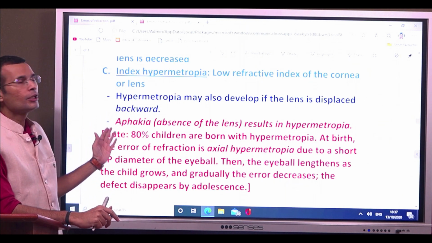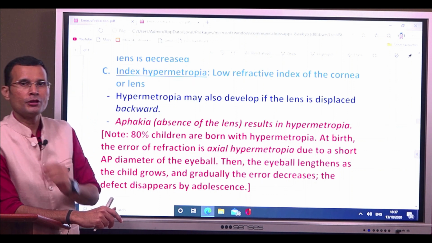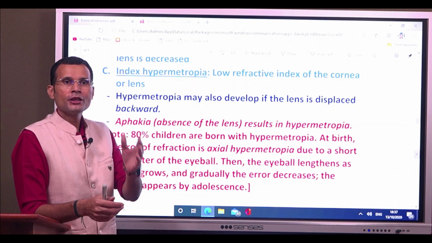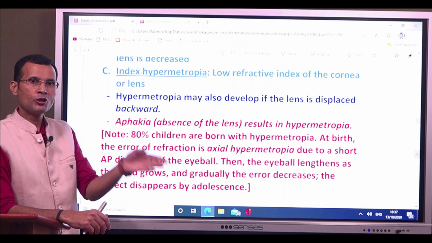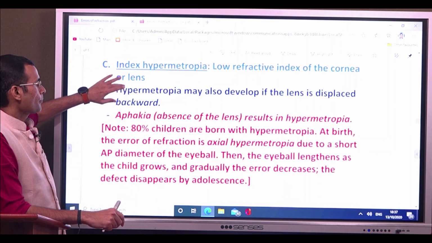Hypermetropia is likely to happen when the lens in the eye is displaced backward. And also, of course, image formation in myopia in front of the retina, hypermetropia behind the retina, image formation.